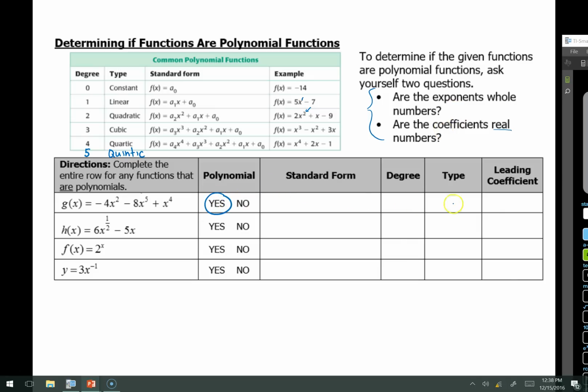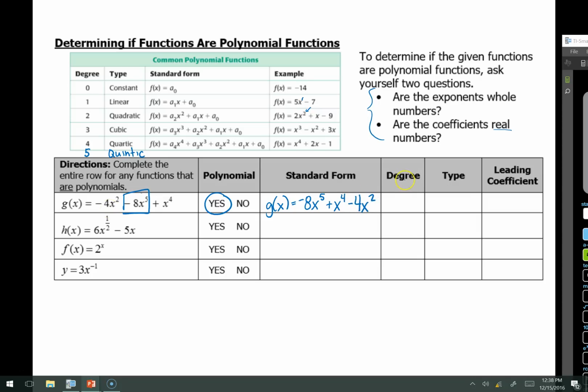So let's complete this row of the chart for this polynomial. First, we need to put it in standard form. So we need to write it so that the leading coefficient and the degree are the first term. So I'm going to write that g of x is equal to negative 8x to the fifth, because this term has the highest exponent. And then I'm going to go in descending order after that. So I see this 4, that exponent, that's a 4, so I'm going to put that next. And then the lowest one is this x squared. So minus 4x squared is the last piece.